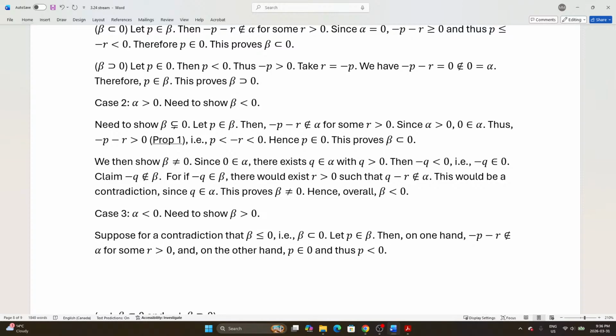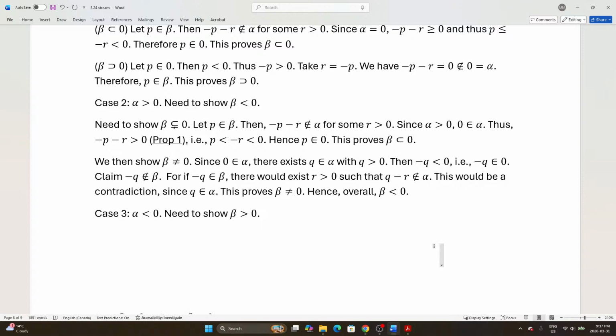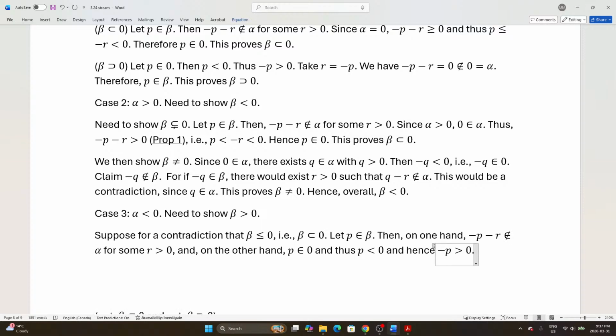So p is less than zero, and minus p minus r is not in alpha. Since p is less than zero, minus p is positive. And minus p is not in alpha either. So minus p is not in alpha, and minus p minus r is not in alpha.